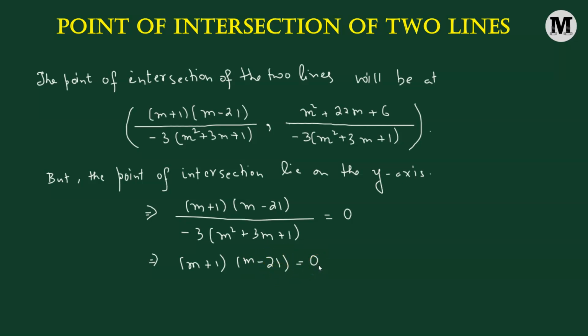So solving for m, we get two values. m could be equal to negative 1, or it could be equal to positive 21. So these are the two possible values of m.